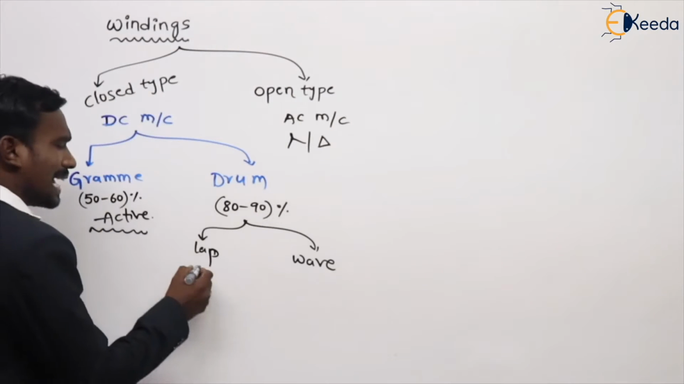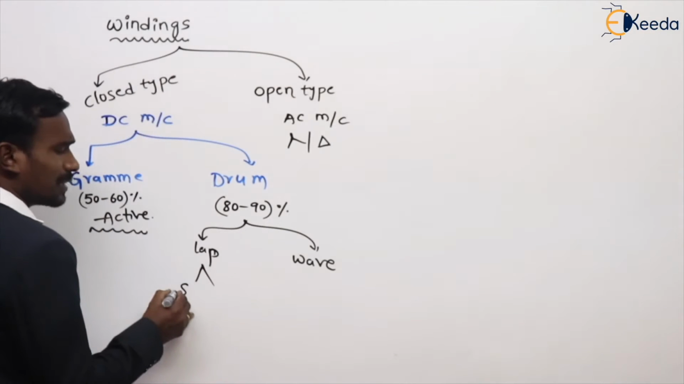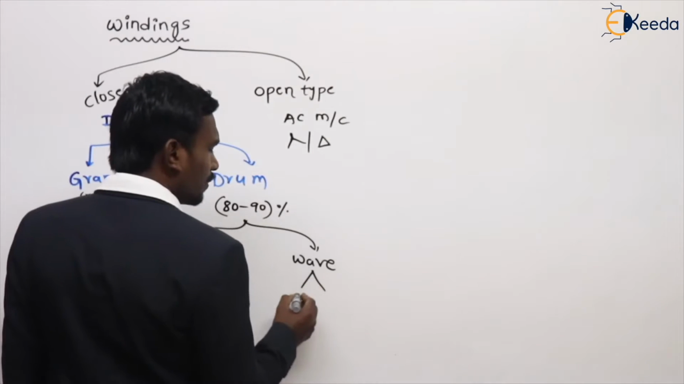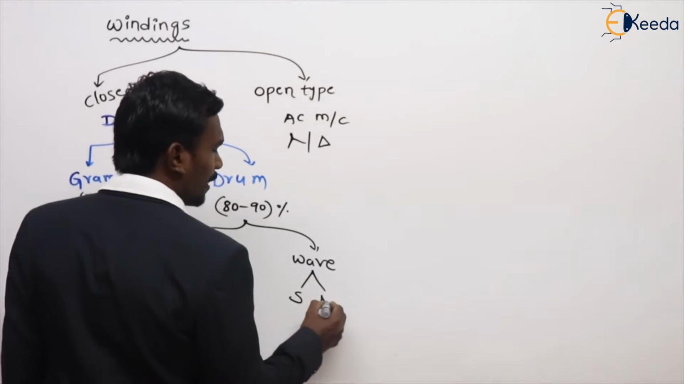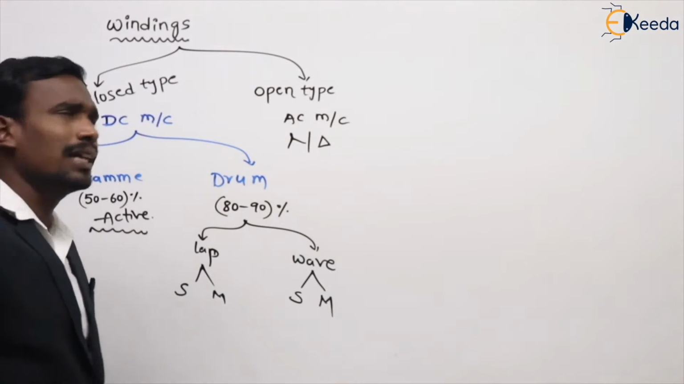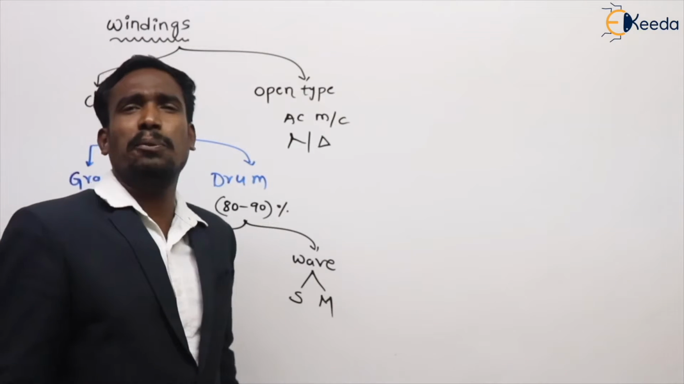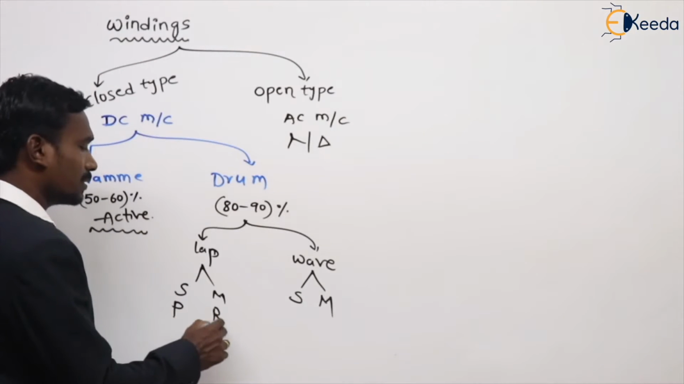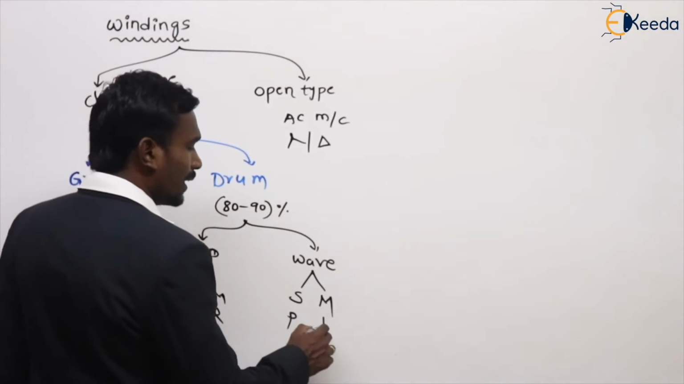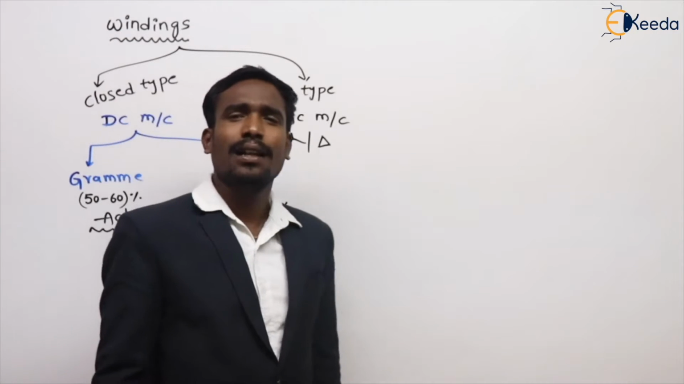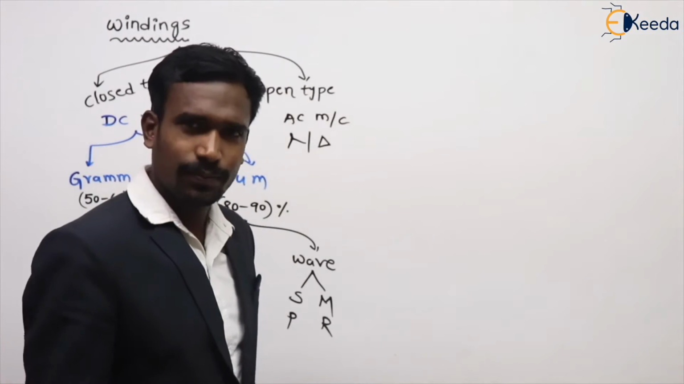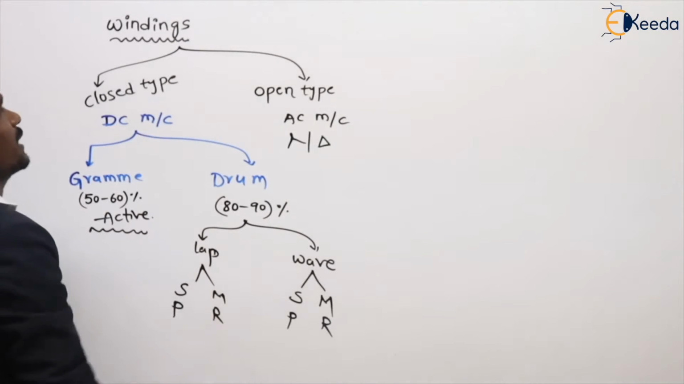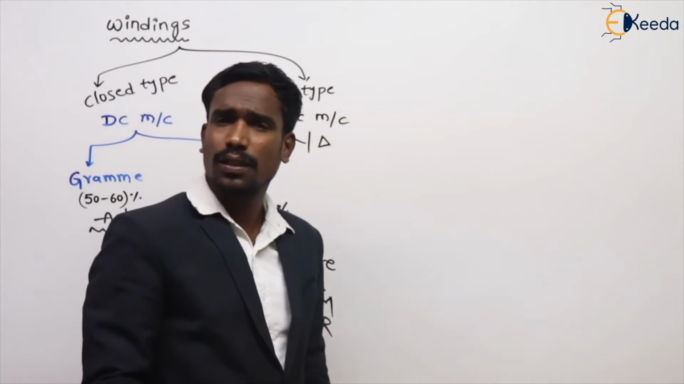In lap winding, of course, we have simplex lap winding and multiplex lap winding. In wave winding also, we have two types: simplex wave winding and multiplex wave winding. Like that, we have progressive lap winding and retrogressive lap winding, progressive wave winding and retrogressive wave winding. Many windings are there. Right? Generally, these are the different windings of our DC machine.